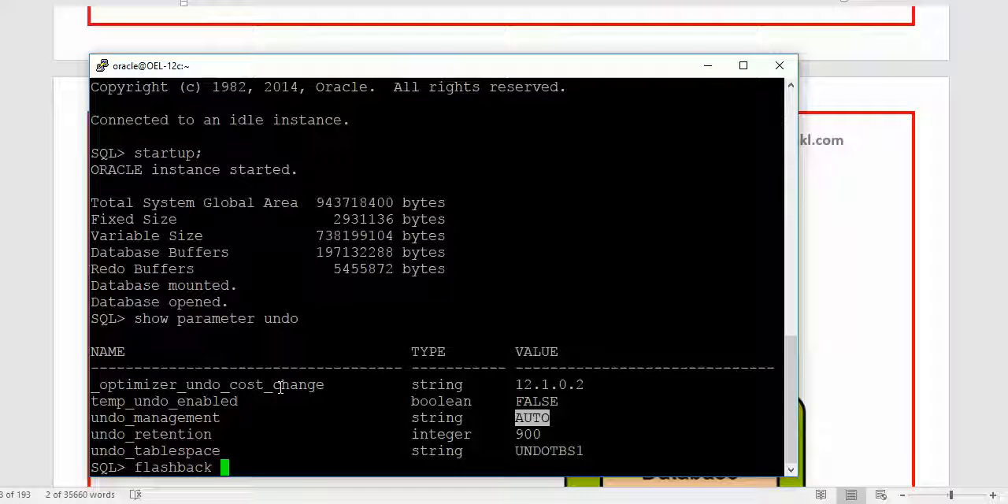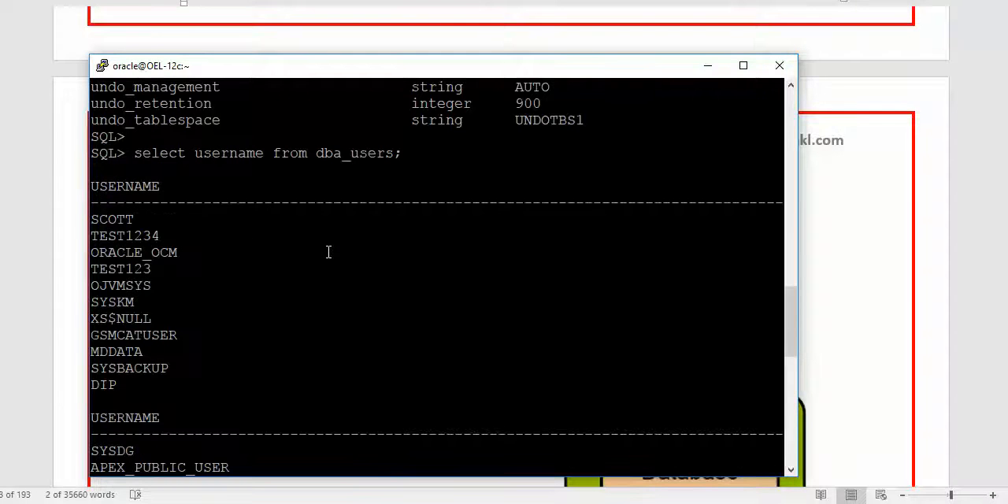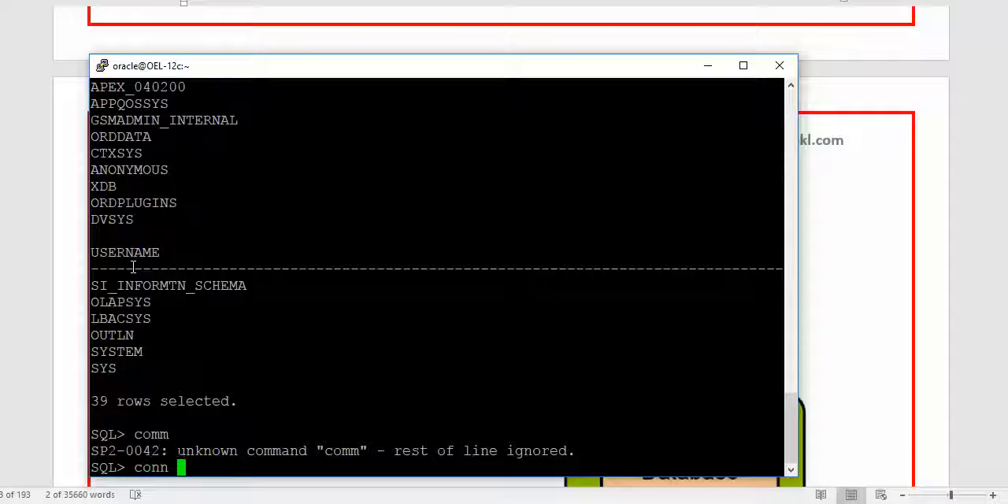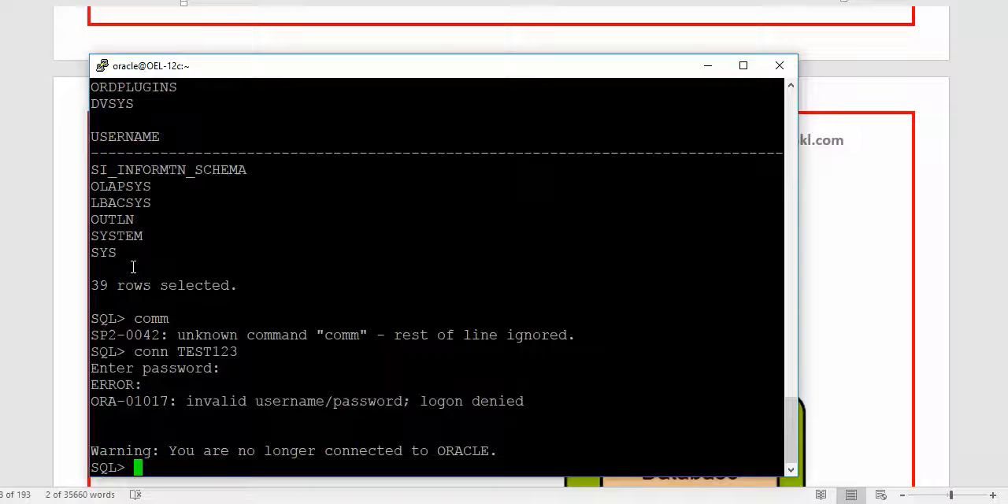So why can't I show you how it works? Let me create a table instead. I think select username from db_users. I think we created some users while we were working in the SQL session, right? So let me use the same thing. Connect as this user. I think the password should be simple.